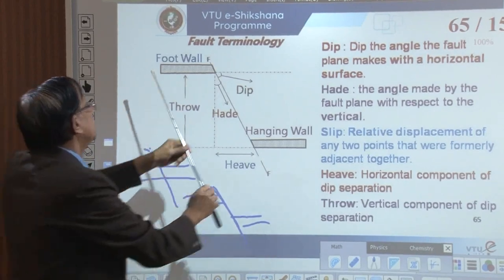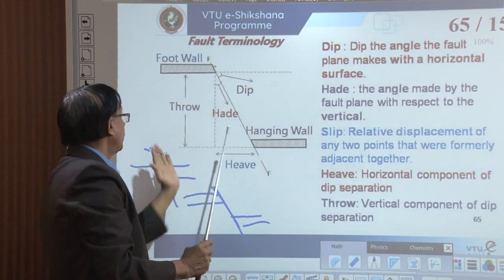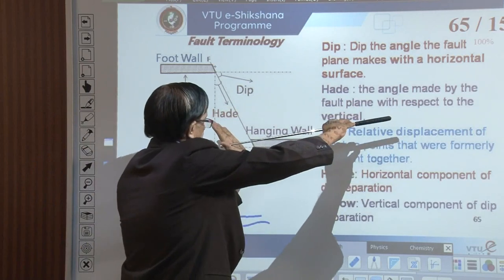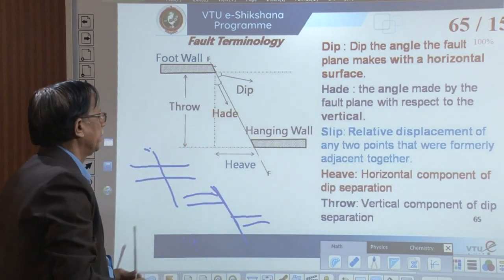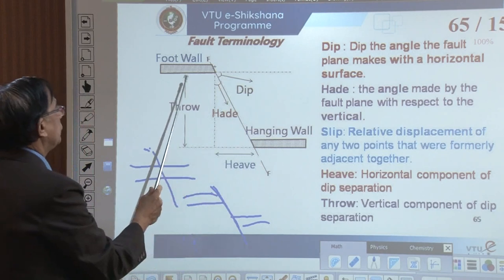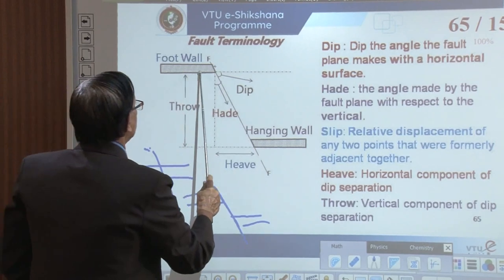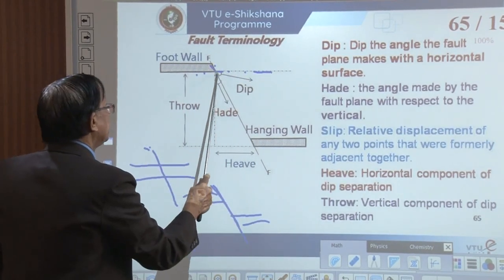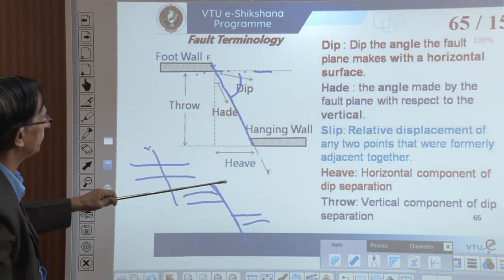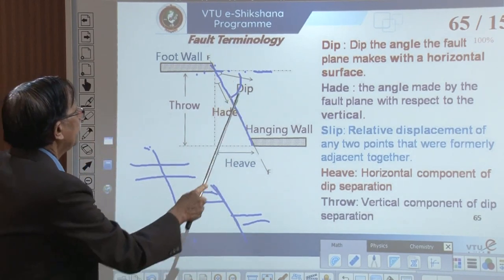The block which is lying below the fault plane, this is FF, the fault plane. Below the fault plane, we have a foot wall. This block is resting on the fault plane. And this is called the hanging wall, unsupported, meaning it is free to move. This is the hanging wall, this is the foot wall, one below the fault plane, another above the fault plane. If this is the horizontal surface and this is the crack, this crack makes some angle with the horizontal surface, that we call dip. This angle is called dip.